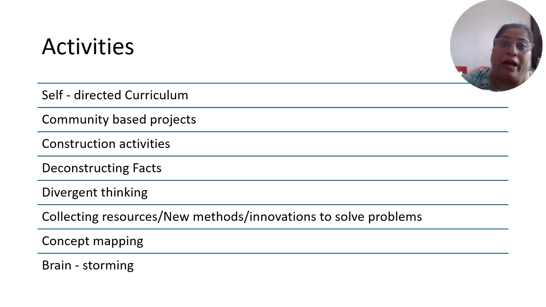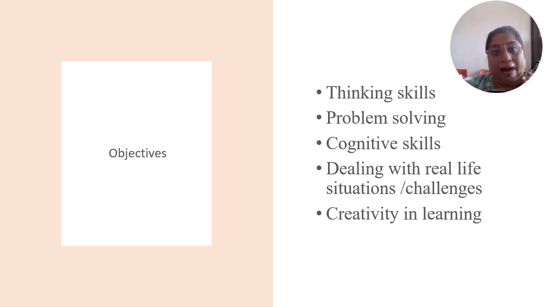Then brainstorming ideas to think in a different manner: how it should be thought and in what way they are supposed to think. So brainstorming ideas, or activities based on that, can be applicable. Then objectives: what are the objectives they are trying to achieve? The thinking skills, problem solving skills, cognitive skills, dealing with real life situations and challenges. These are the different ways they can have those.